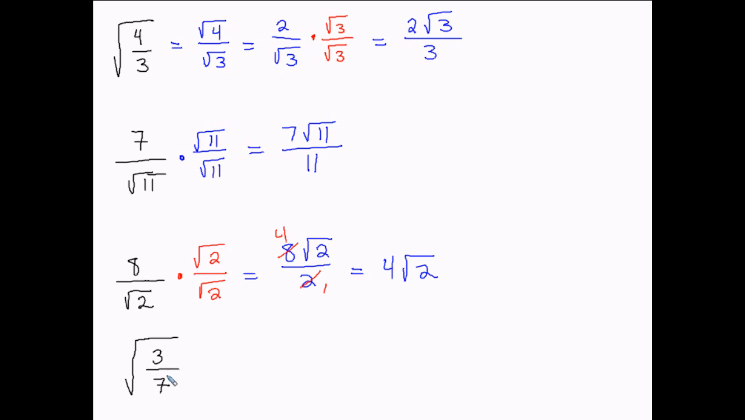And then the square root of 3/7. I'm going to split that. I put the multiplication, multiply by the square root of 7 over the square root of 7. And even though 21 does divide by 7, we can't reduce this because the 21's under a radical and 7's not.